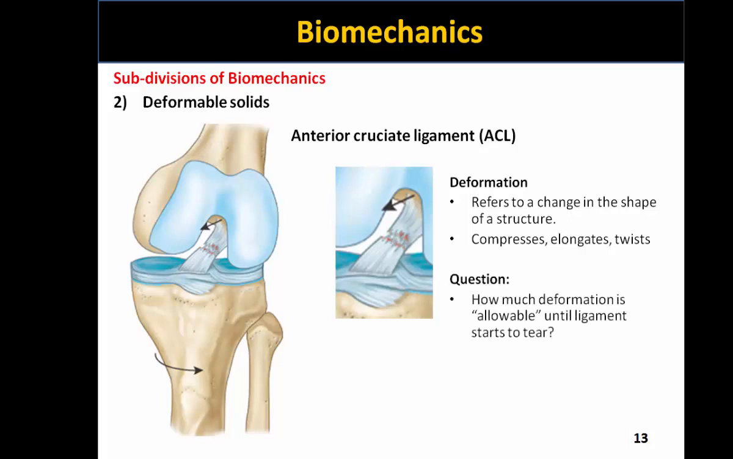But the big question here is, how much can a ligament stretch before it actually starts to tear and lose its function? So when we discuss tissue biomechanics in the final module of the course, we're going to focus on how much deformation is quote-unquote allowable until that ligament starts to tear. And a major focus of many researchers asks how much force is necessary for the ACL to actually tear, and what type of athletic activities puts a person's knee at risk for an ACL tear.